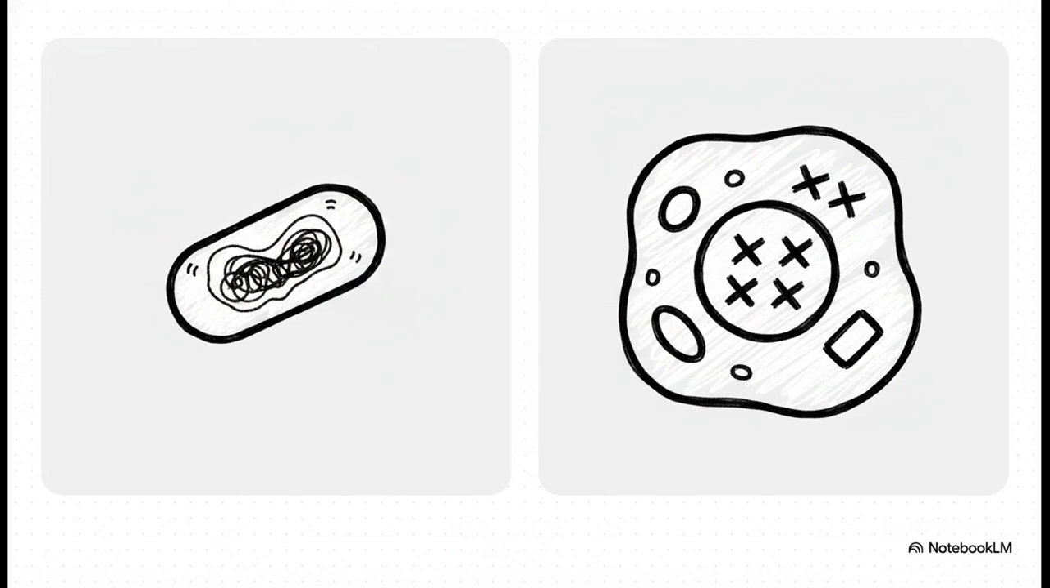Eukaryotes, on the other hand, are the complex ones. They can be up to 1,000 times larger in volume. The big deal here is that eukaryotes protect their genetic information, their DNA, inside a secure, dedicated, membrane-bound VIP room called the nucleus. Eukaryotic cells are the ones that team up to make complex multicellular life. You, me, plants, animals, we are all eukaryotes.